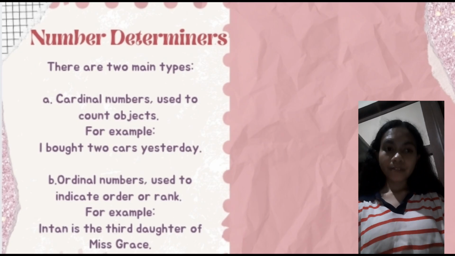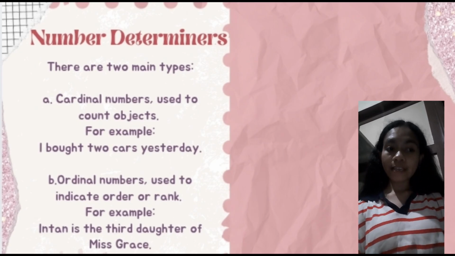Number determiners. There are two main types. Cardinal numbers are used to count objects. For example, I bought 2 cars yesterday. Ordinal numbers are used to indicate order or rank. For example, Intan is the third daughter of Miss Grace.